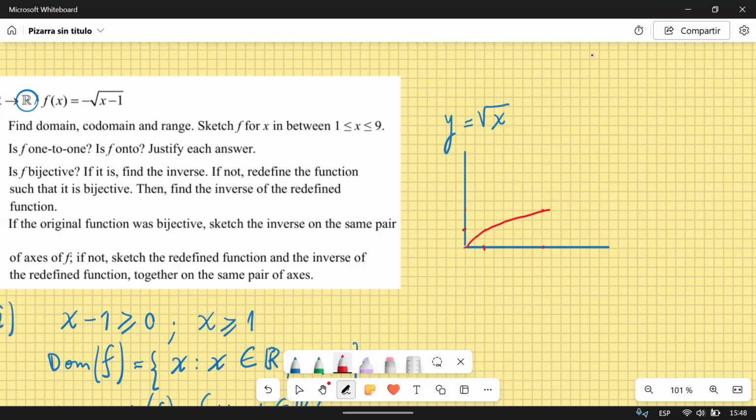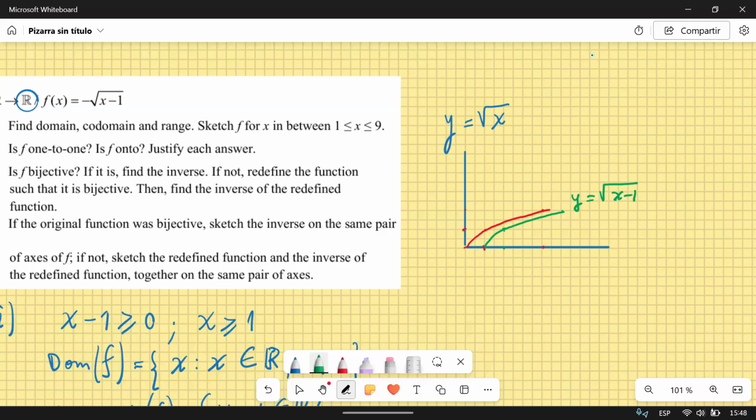So it is a translation of 1 unit to the right. So when x is 1, y is 0; when 2, 1, because 2 minus 1 is 1, root of 1 is 1; and when 5, 5 minus 1 is 4, root of 4 is 2. So this is y equals root of x minus 1.